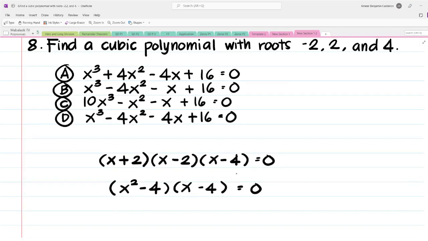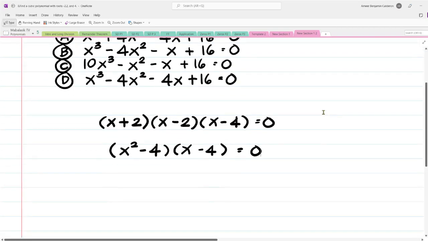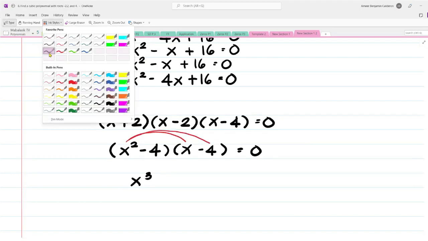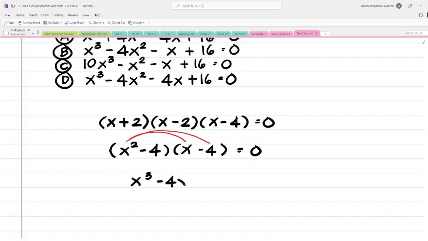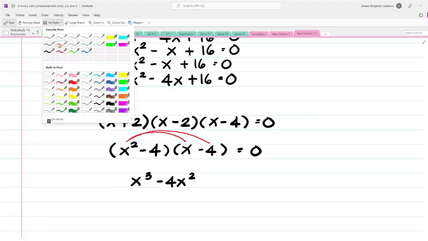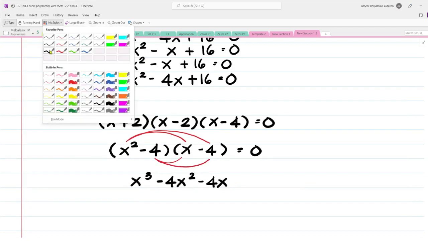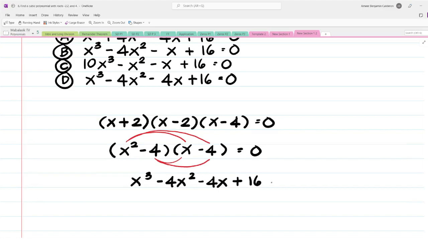So equals 0. We still can use the FOIL method because both are binomials. So we have x squared times x, that is x cubed. X squared times negative 4, that is negative 4x squared. Then negative 4 times x, that is negative 4x. And then negative 4 times negative 4, that is positive 16, equals 0. So this is our final answer.